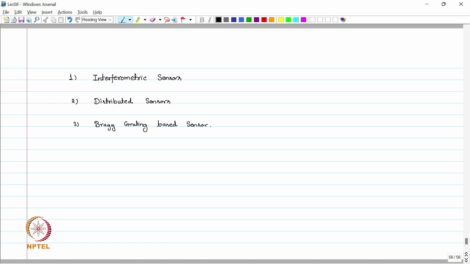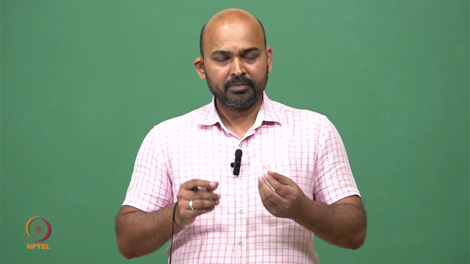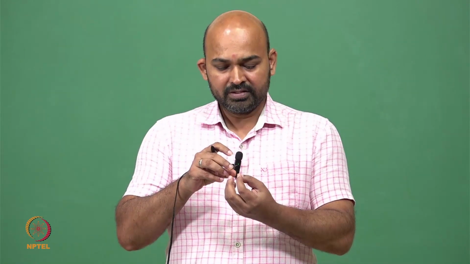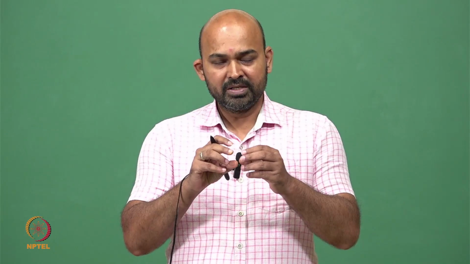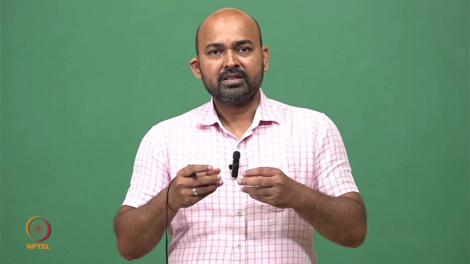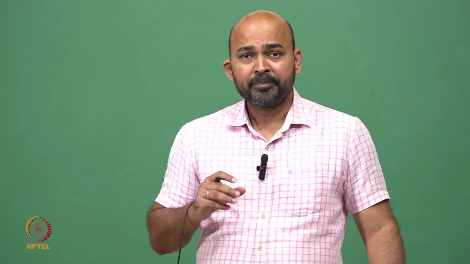So first we have interferometric sensor, which is a point sensor. It means the measurement which we are doing is limited to a confined zone. We have a specially designed measurement zone where the measurement is taking place with this sensor, and the data comes back to the transmitter or the receiver.